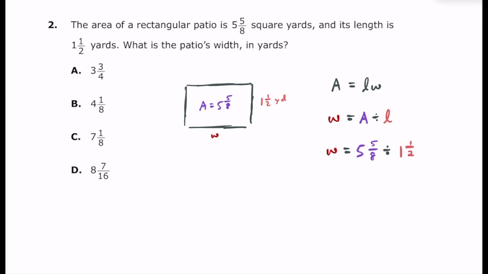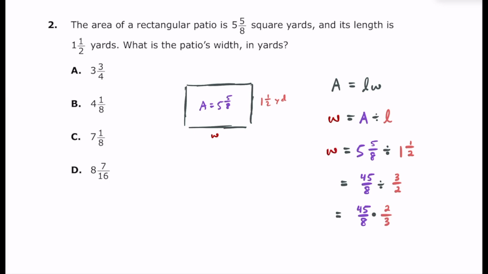Now, when you divide fractions, keep in mind that we're going to turn them into improper fractions. So 5 and 5/8 is the same thing as 45/8 if you turn it into an improper fraction. And then this 1.5 as an improper fraction is going to be 3/2. Then when we divide fractions, our algorithm is keep the first fraction, and rewrite this division problem as multiplication by the reciprocal of that second fraction.